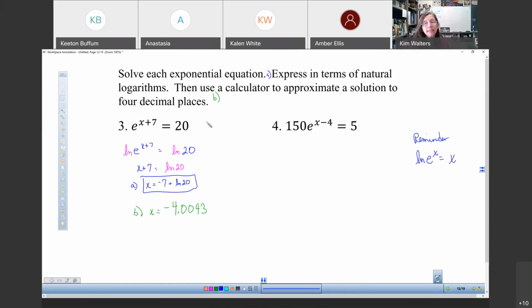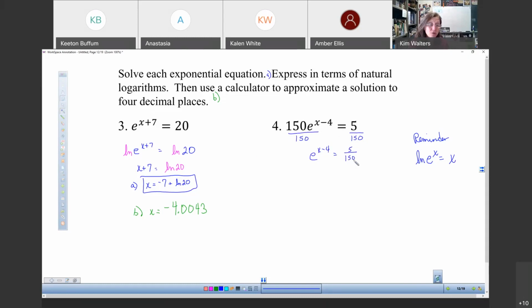The reason for this is, if you notice on this problem and on the previous problems, I had something to a power all by itself, okay? So I need to get, especially that E, to a power on the side all by itself. So before I do anything else, step number 1 is I divide both sides by 150. That's going to give me e to the x minus 4 power on the left-hand side, and 5 over 150 on the right-hand side.